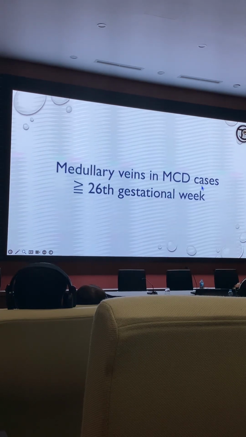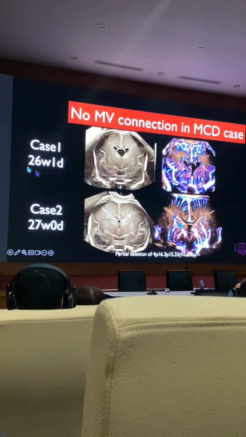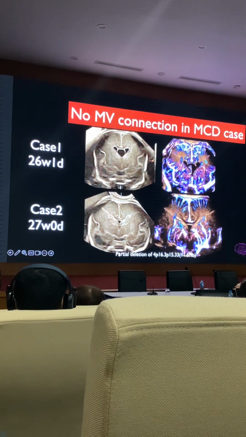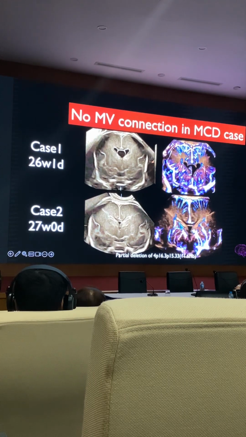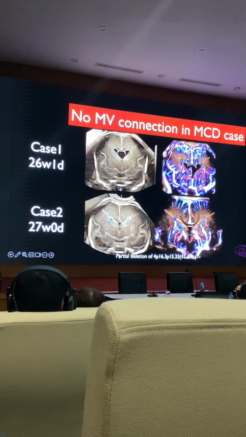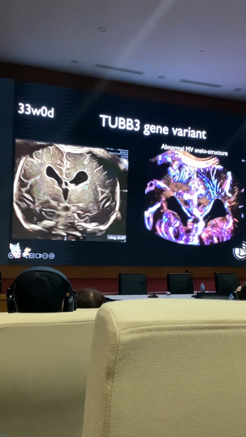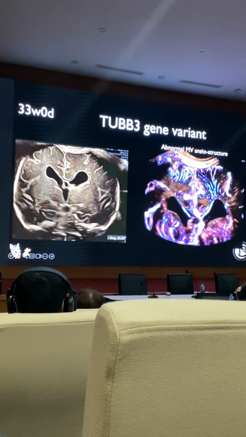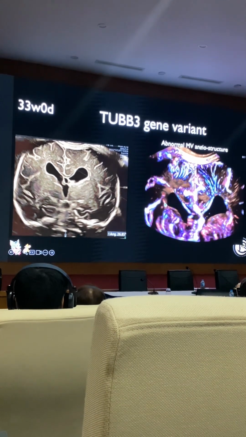So what about the MCD cases? We saw the MCD cases. Case 1, at 26 weeks of gestation, is still not connected, right? So this is incomplete. And this one, 27 weeks of gestation, not complete, okay? And this one, 33 weeks of gestation. This side connects, but here is an incomplete connection. Here there is no connection.